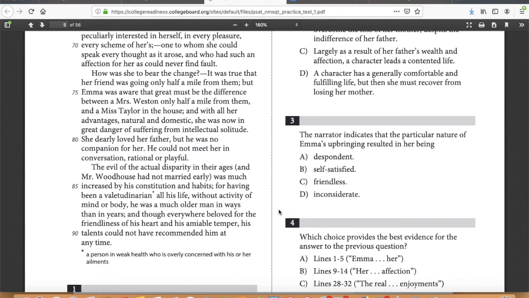Tell me what's a valetudinarian? What's the definition here? A person in weak health who's overly concerned with his or her ailments. Yes. Today, we'd probably call them a hypochondriac. Somebody that's obsessed with their health or with their health problems to an unhealthy degree.